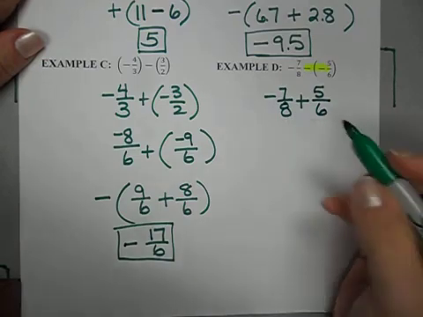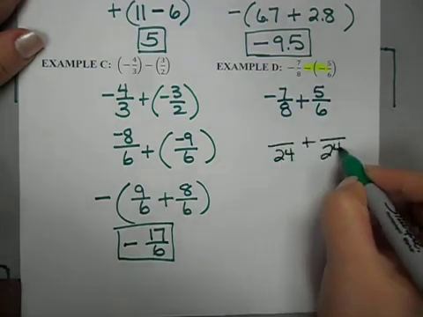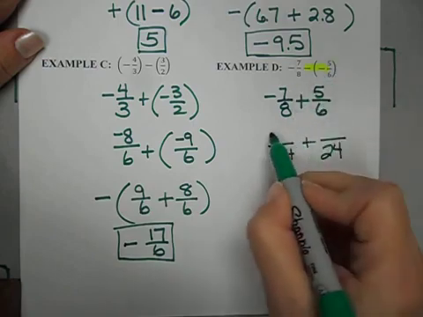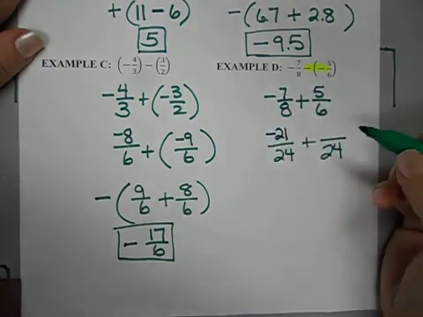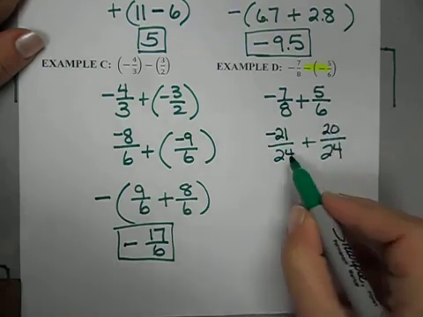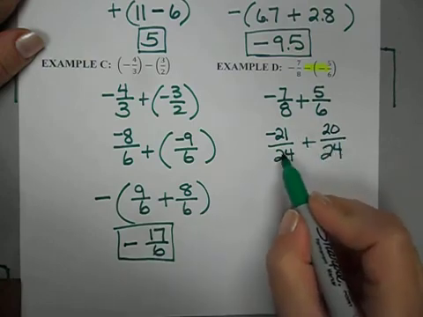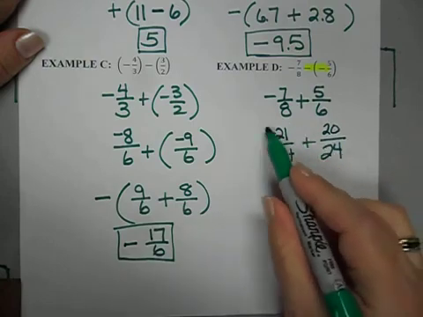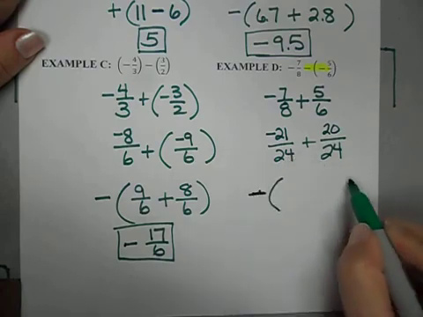Again, we need a common denominator, which for this problem would be 24. So the first fraction I have to multiply by 3, which would give me negative 21/24. The second fraction I would need to multiply by 4, which would give me 20/24. So now we can go back to our addition rules. Different signs, we're going to keep the sign of the larger absolute value. So that would be here, which is negative, so our answer is going to be negative.